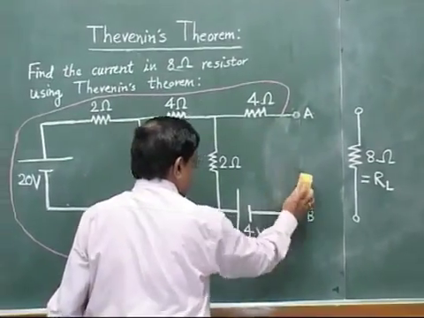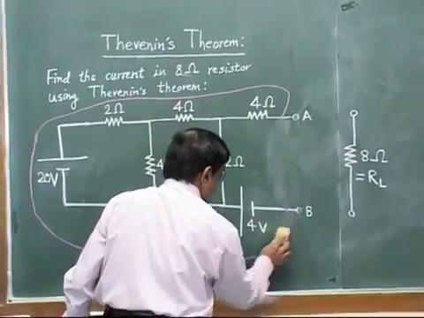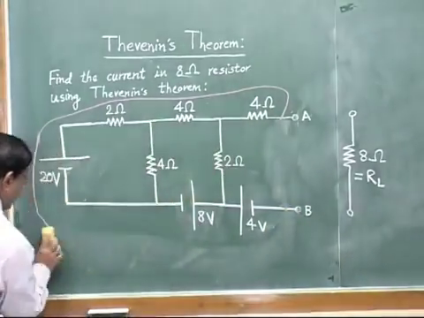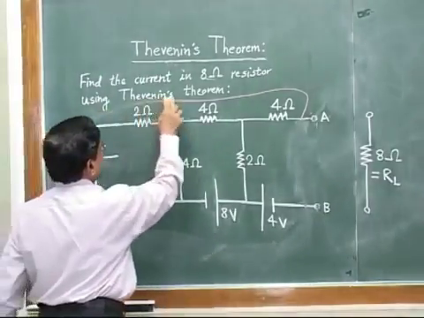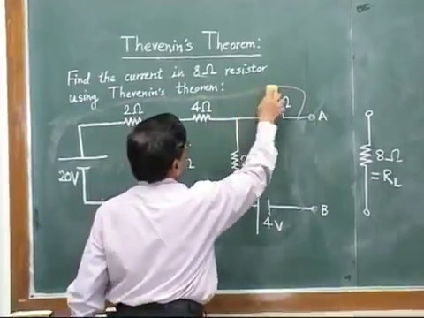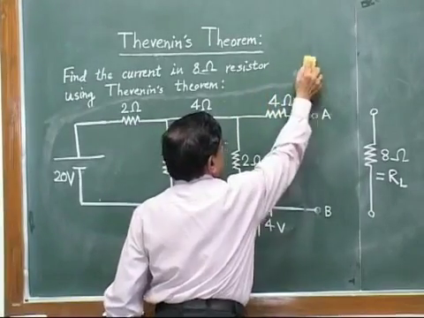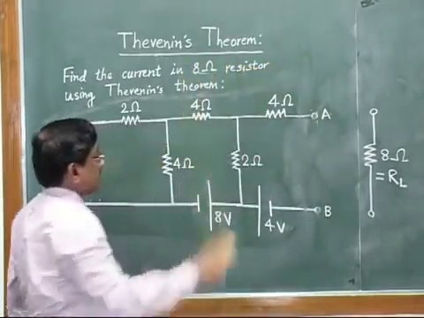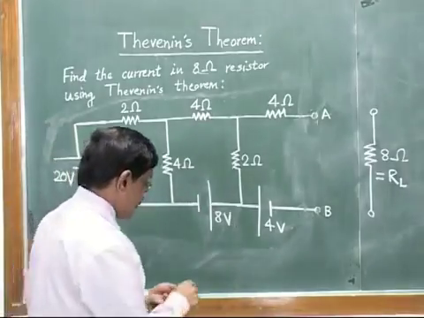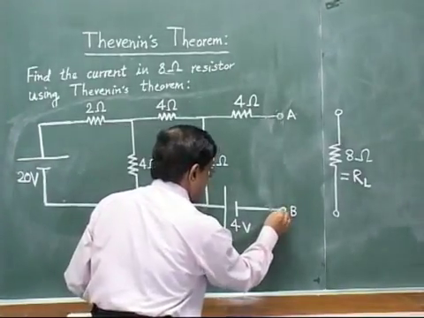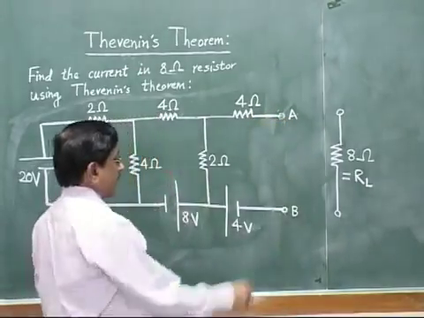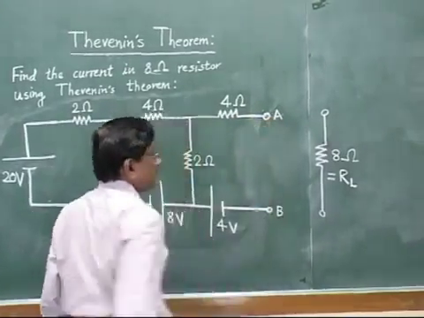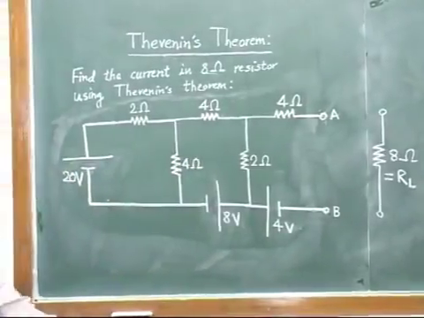I will just remove the box now. We don't want the box in the circuit or around the circuit. That was just to explain the central idea of Thevenin's theorem. So this circuit remains after removing the load resistance. Let me make the circuit clear. Point A, point B. So this will be the first step.